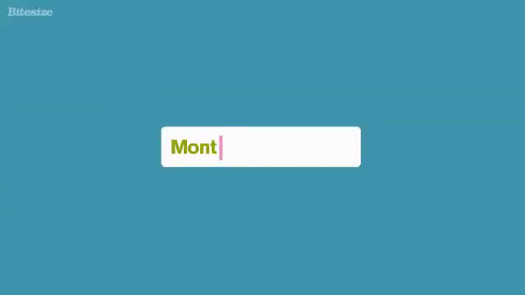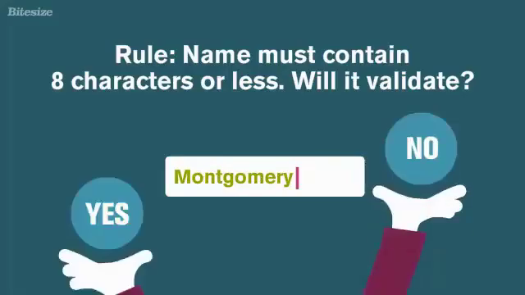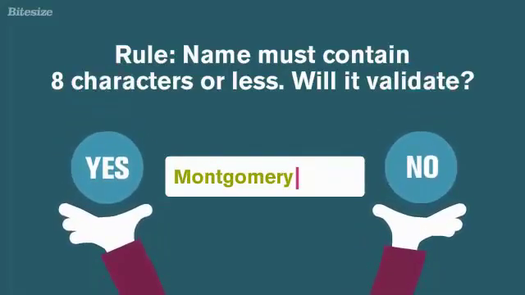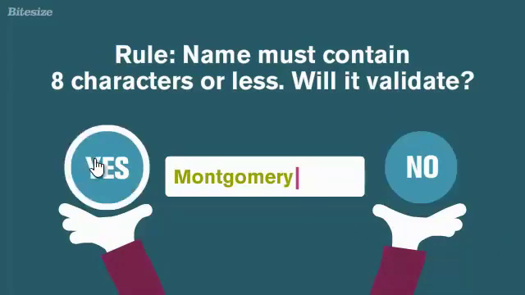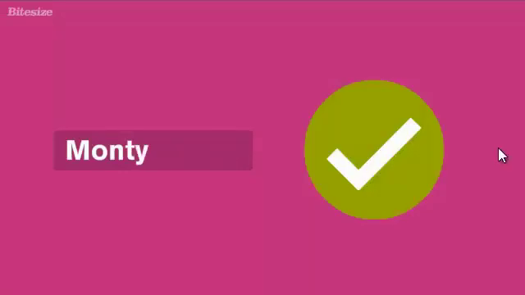Next up is the field length check. This can be used to check what is entered into a field is a certain number of characters. Let's say this field only accepts names no more than 8 characters long. So, will Montgomery validate? Unfortunately, Montgomery won't pass the field length check as it's over the 8 character limit. Let's change it to something shorter.